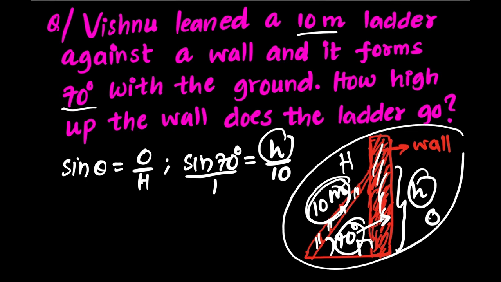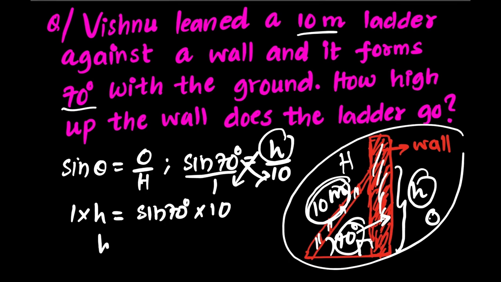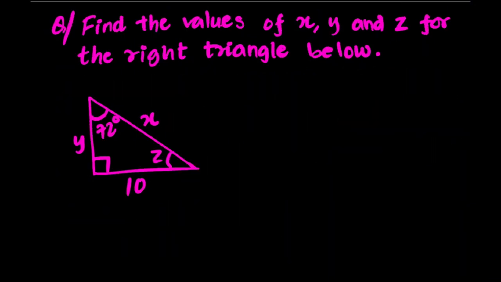Now to find the value of h, cross multiply this proportion, which becomes 1 times h equals sine 70 degree times 10. So h is approximately equal to sine 70 degree times 10, which equals 9.4 meter. So the height of the wall to which the ladder goes is 9.4 meter. Let's look at another problem.